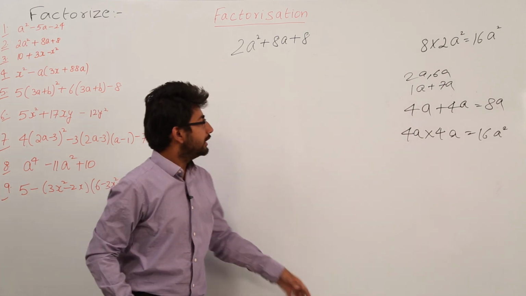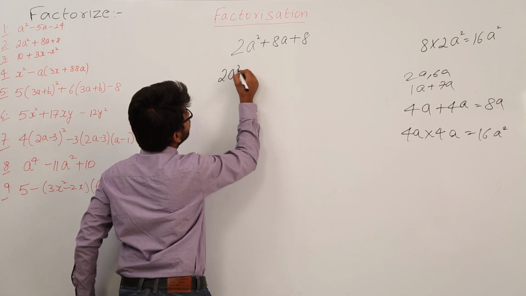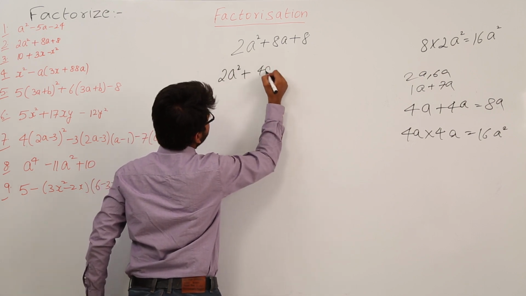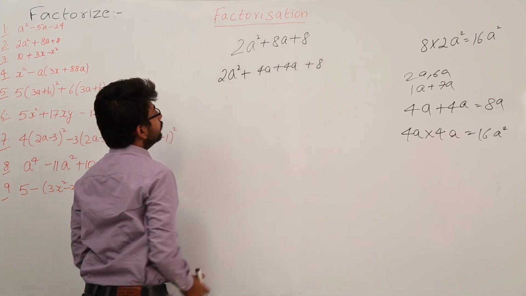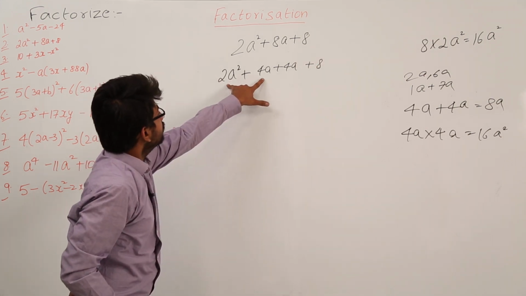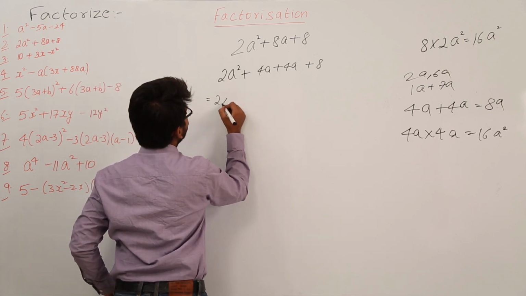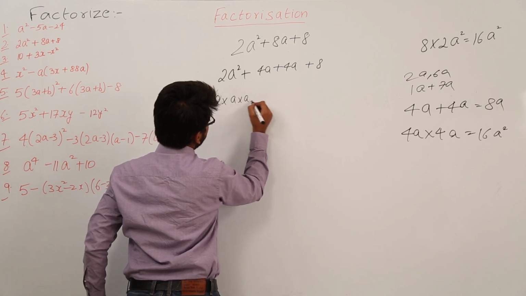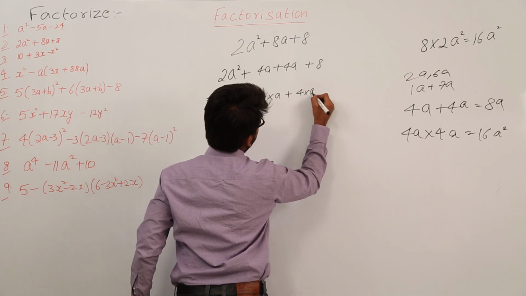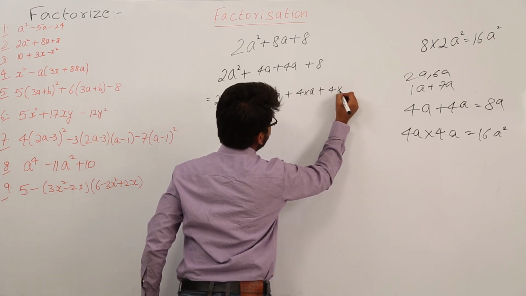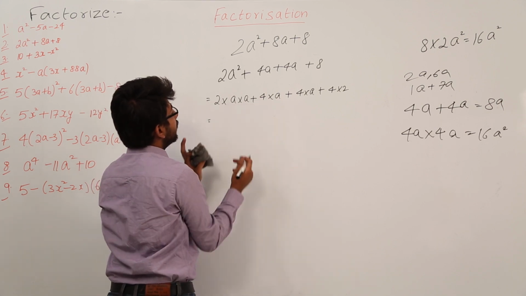So that means these are the components we are searching for. We can split 8a into 4a plus 4a, plus 8. Now look at the first two terms, 2a square and plus 4a. Can I write this as 2 into a plus 4 into a, and again 4 into a, and 8 can be written as 4 into 2. Now look at these first two terms. We have to take out common.